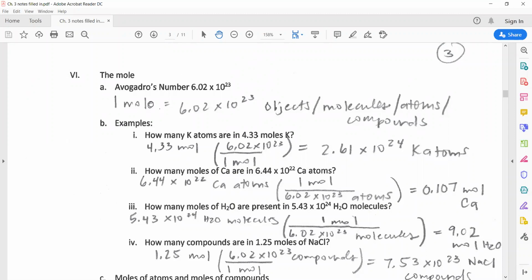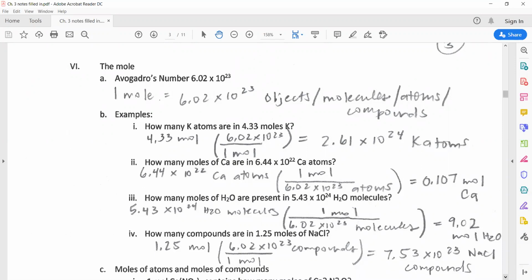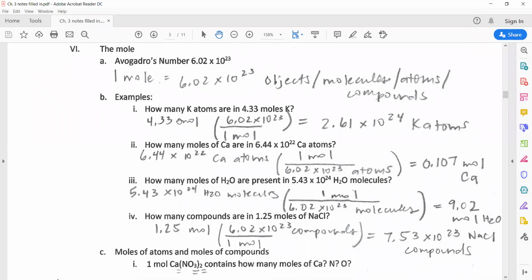So we can use this as a conversion factor. It's helpful for us because when you're working with a small sample of atoms or compounds, you have easily a mole of atoms or compounds, even in a tiny sample. So here it says, how many K atoms are in 4.33 moles of K? So you start with what you know.